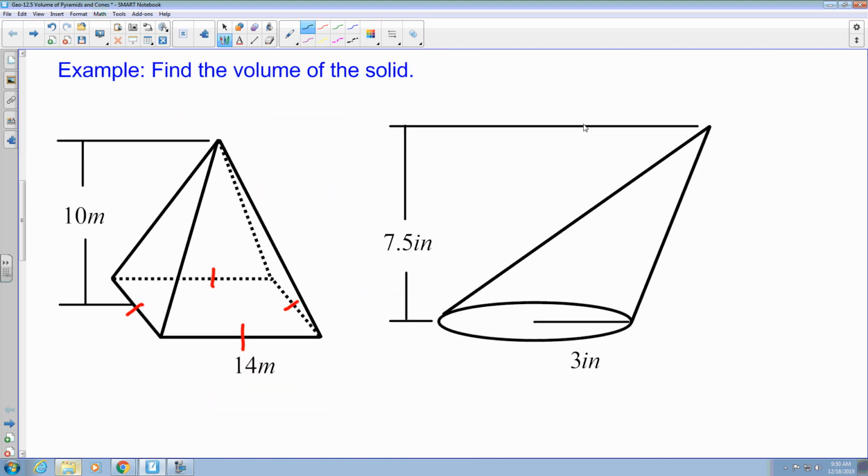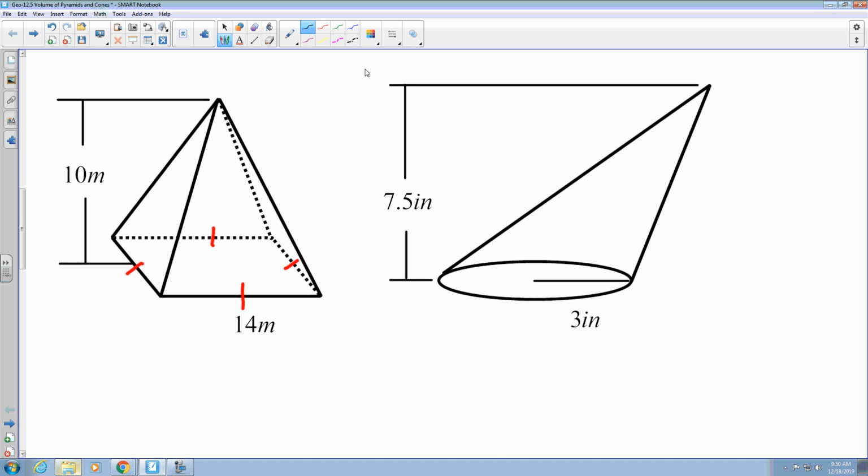So looking at our first example here, they want us to find the volume of the solid. In this instance, our base is a square because of the hash marks all the way around. So the volume of this one is going to be 1/3 times the area of the base, which is 14 squared, or 14 times 14, whatever you choose, times the height, which is 10.